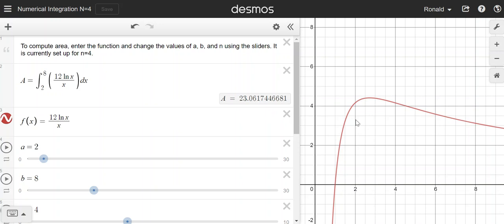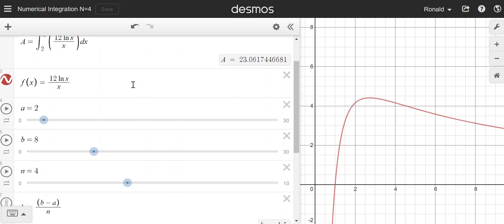We can see the graph over here. We are integrating this curve. Essentially, we're finding the area beneath this curve between x equals 2 and x equals 8. So again, that's the interpretation of evaluating this integral. So first of all, let's just see how this is set up in Desmos.